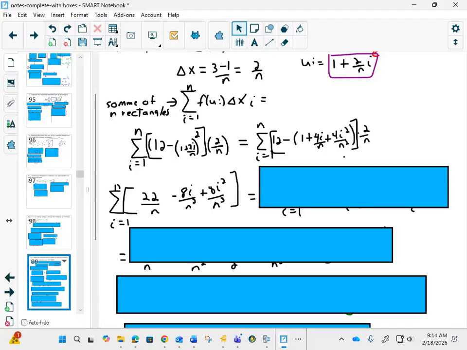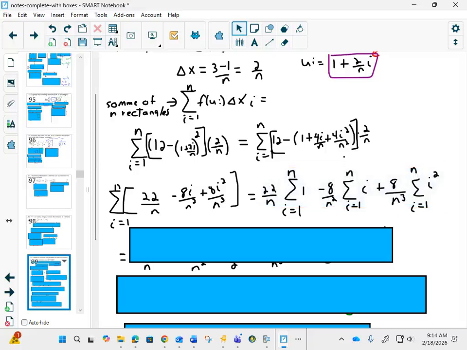I distributed the 2 over n inside. That gives me 3 different sums. And in each of those sums, I could do them each separately. And for each of them, I'm going to factor out all of the numbers and all of the n's, leaving just the i's, and in the first one, leaving just a 1.